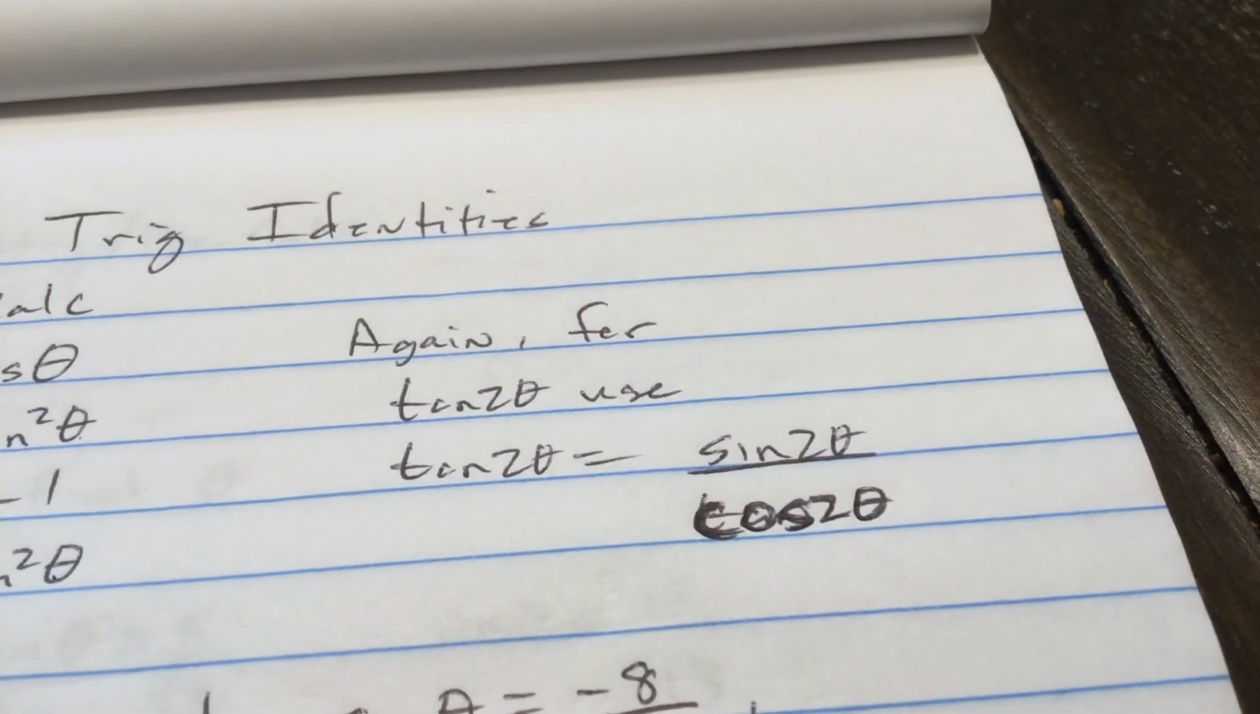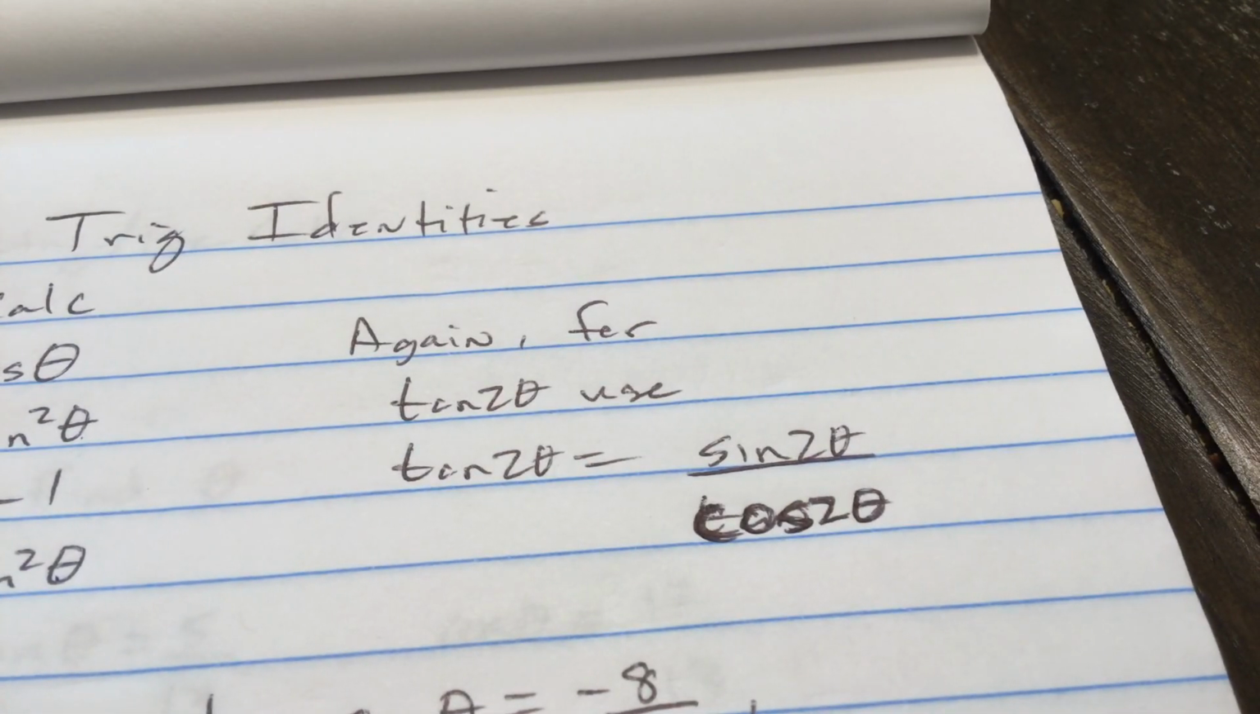And then again, tangent of 2 theta, you're just going to call it sine of 2 theta divided by cosine of 2 theta.